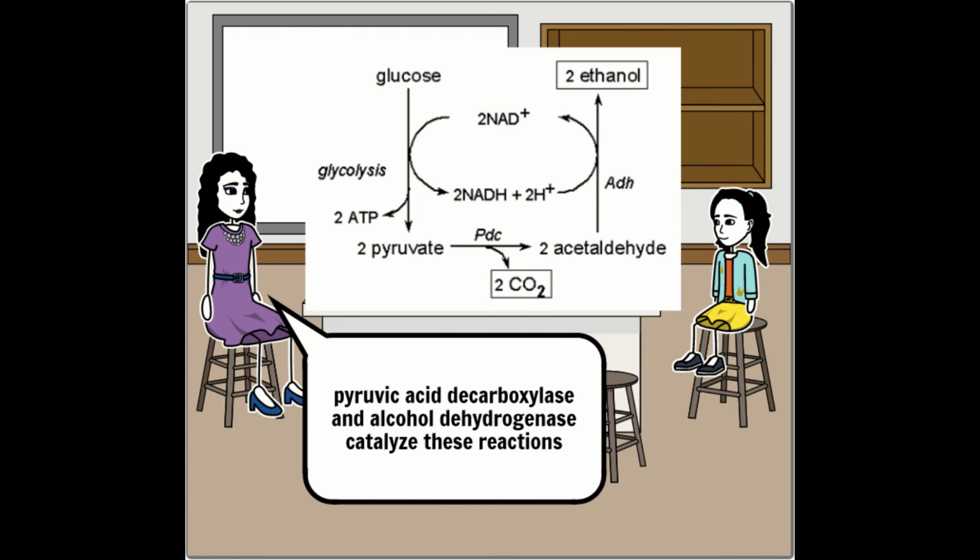Let's first look at alcoholic fermentation in detail. In the first step, pyruvate is decarboxylated and carbon dioxide leaves to form acetaldehyde. In the second step, alcohol dehydrogenase transfers hydrogen from NADH to the acetaldehyde to form NAD and ethanol. Thus, in alcoholic fermentation, two enzymes are required, that is pyruvate decarboxylase and alcohol dehydrogenase.